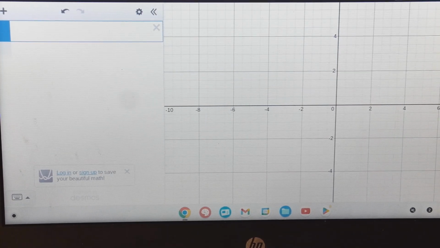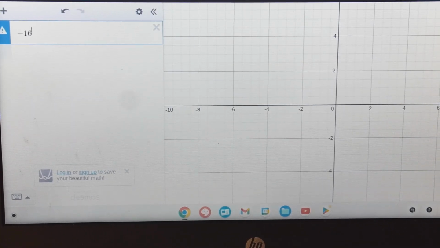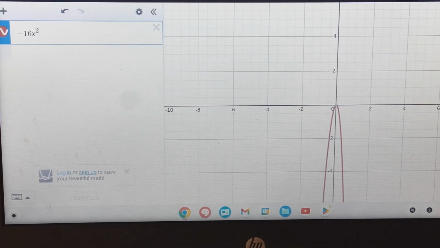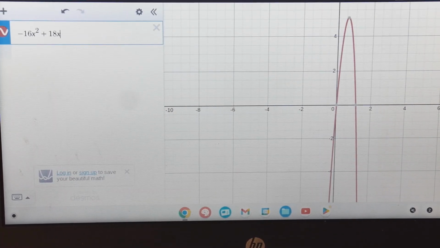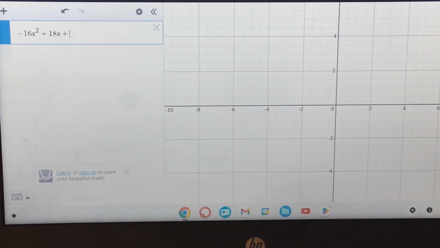Let's see, negative 16. Hit shift 6 for your exponent, but we don't need the exponent yet. Too soon. We need the x, then we need the squared. Plus 18x plus 5.